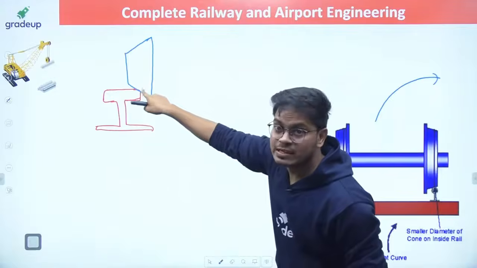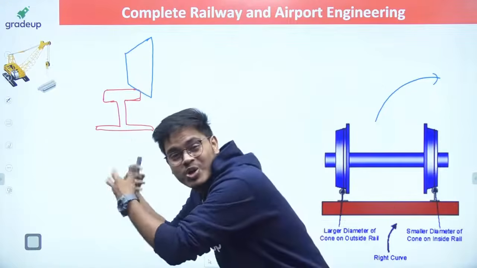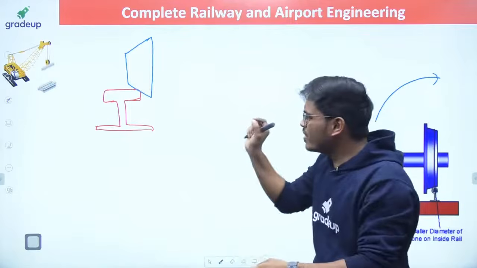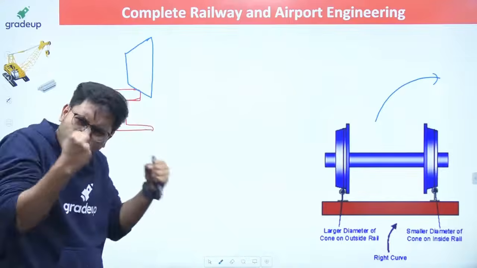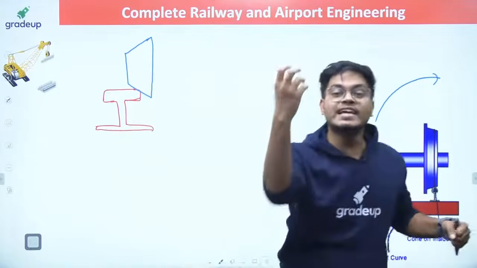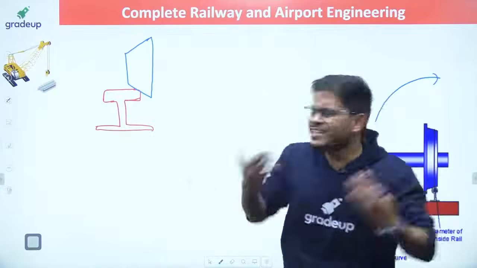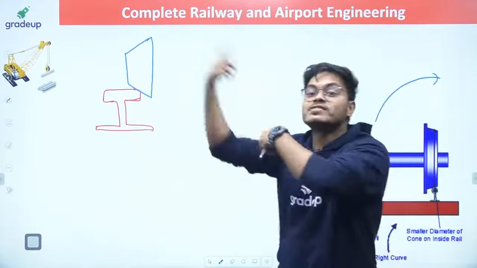So what we can say? Basically, because of this guys, very small area is getting too much load. That is why it is getting a lot of stress, and that could be the reason of the failure of the rail. So how to increase this contact between the rail and the wheel? How to increase this contact?